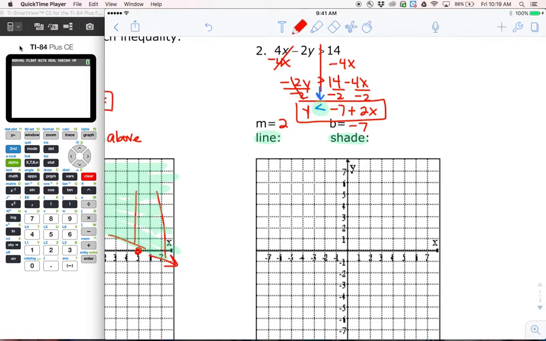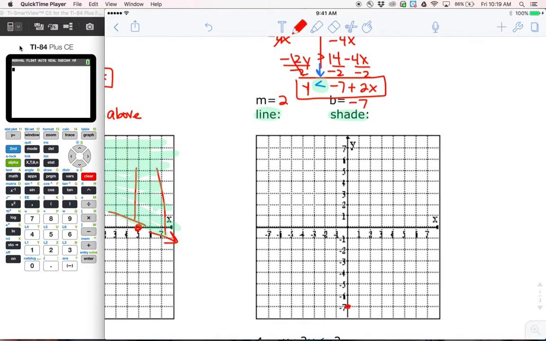We're going to put our y-intercept here on the graph at negative 7. My slope is 2, so I'm going to go up 2 over 1. Up 2 over 1, so here are some points for my line. When I draw dashed lines, I like to draw a lot of points just because it makes my life a little easier here. All right.